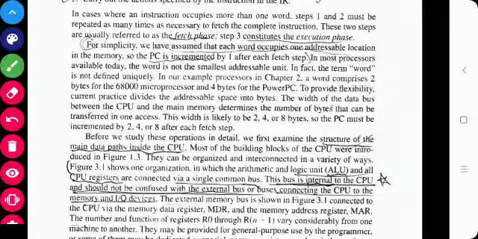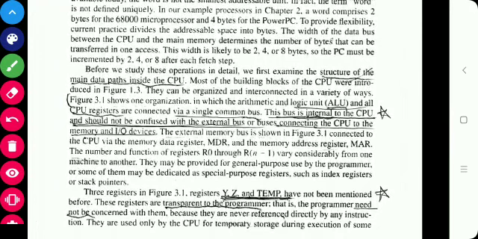Today's topic is single bus organization inside the CPU. As we know, the CPU consists of many building blocks. There are many registers inside the CPU, so they can be organized and interconnected in a variety of ways.